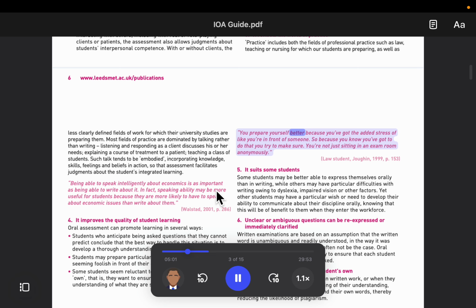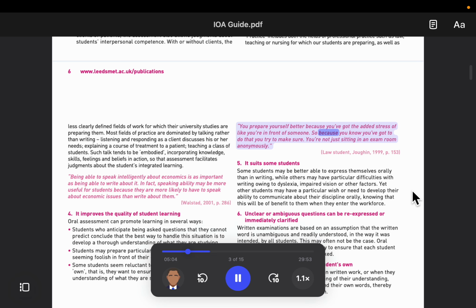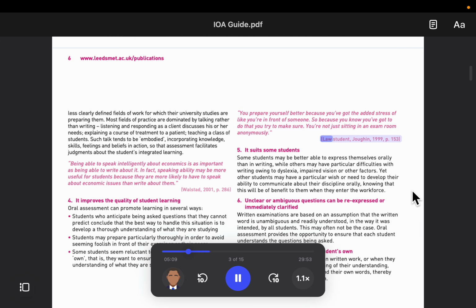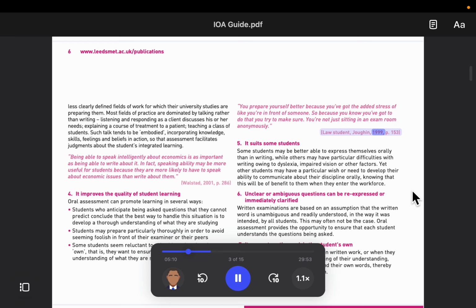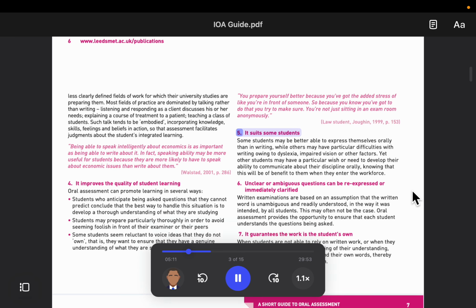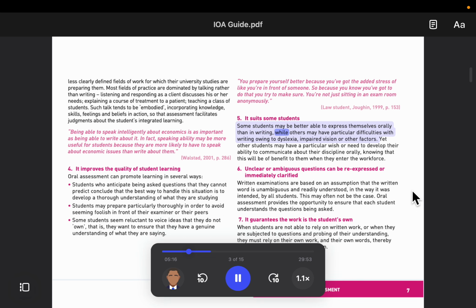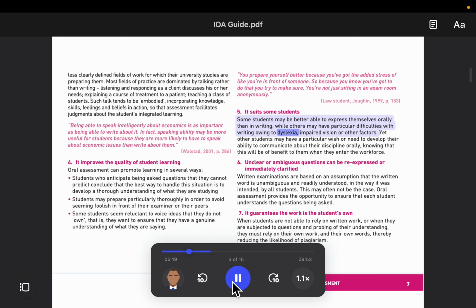"You prepare yourself better because you've got the added stress of being in front of someone. So because you know you've got to do that, you try to make sure. You're not just sitting in an exam room anonymously." (Law student, Joffin, 1999, p. 153.) Five: it suits some students. Some students may be better able to express themselves orally than in writing, while others may have particular difficulties with writing owing to dyslexia, impaired vision, or other factors.